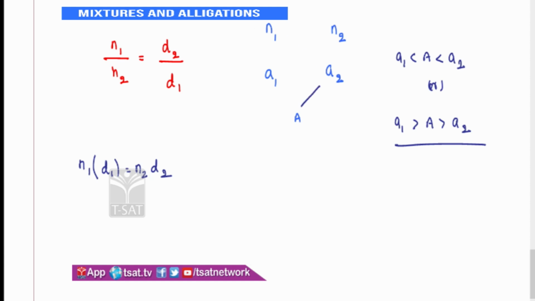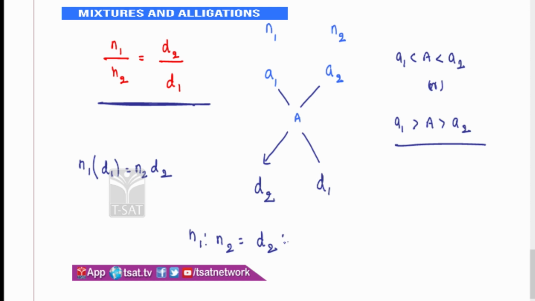Here the difference between A2 and A, we say it is D2. We are taking D2 here, and we are taking this difference D1 here. Now, can we say N1 is to N2 is equal to D2 is to D1? That's what we are getting here. It's all about grouping only. That is the reason we write the average of the first group, the average of the second group, and the average of the whole group combined. N1 is to N2 is respectively the number of members in the first group and the second group.